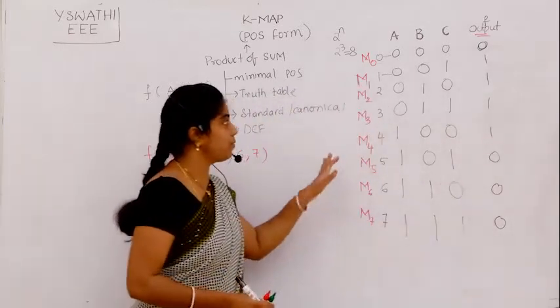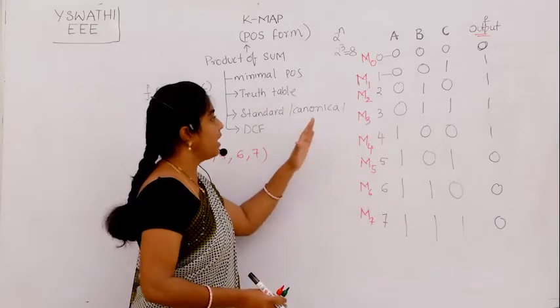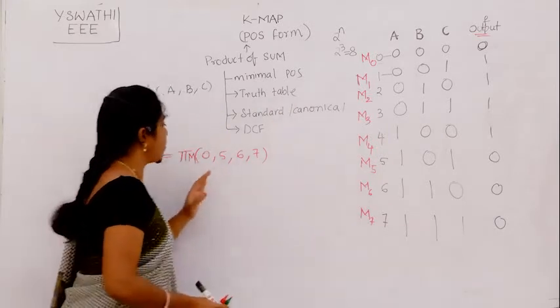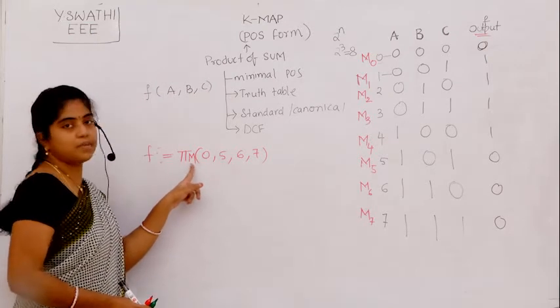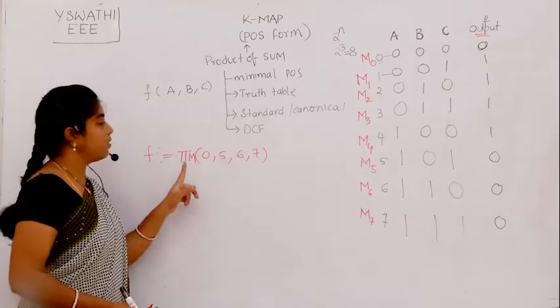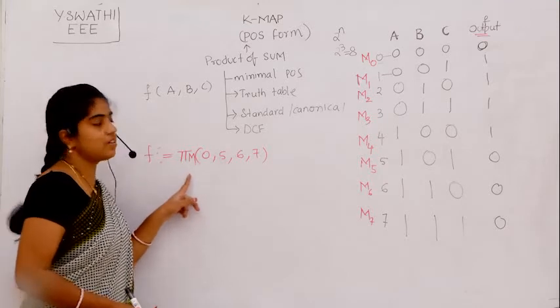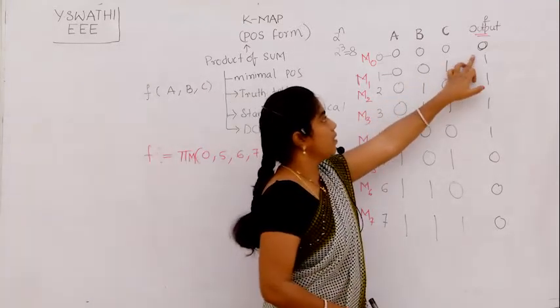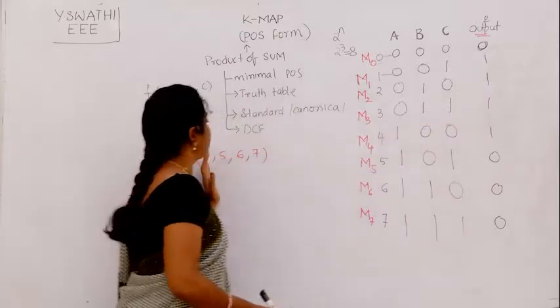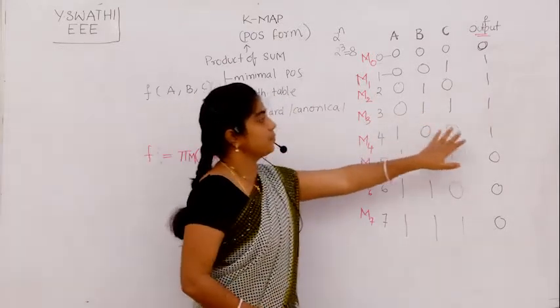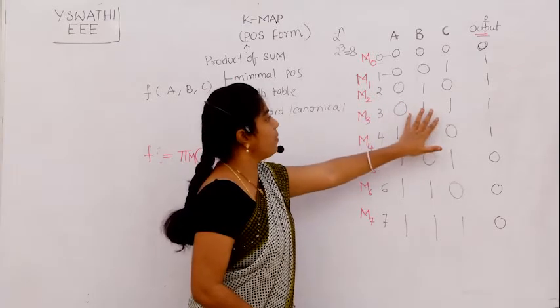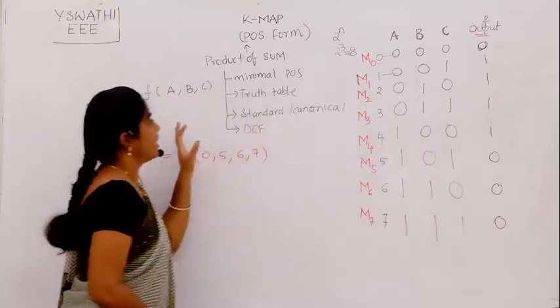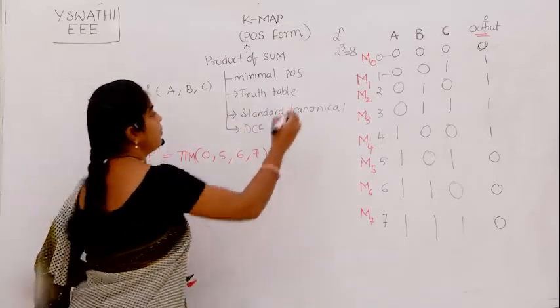Unlike in SOP form, in POS form what we are doing is representing the max terms present in the function as zeros, and the rest of the max terms as 1s. So this is our truth table form of representing a Boolean expression.